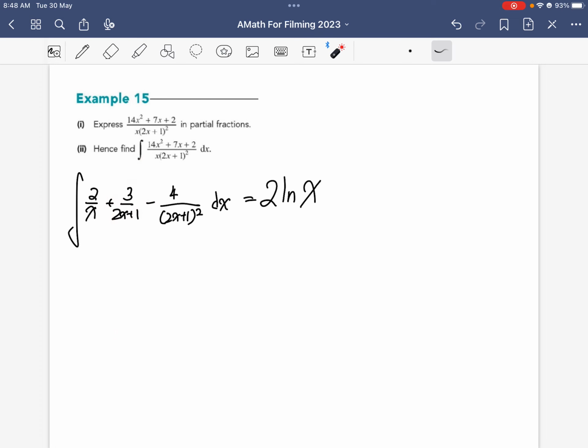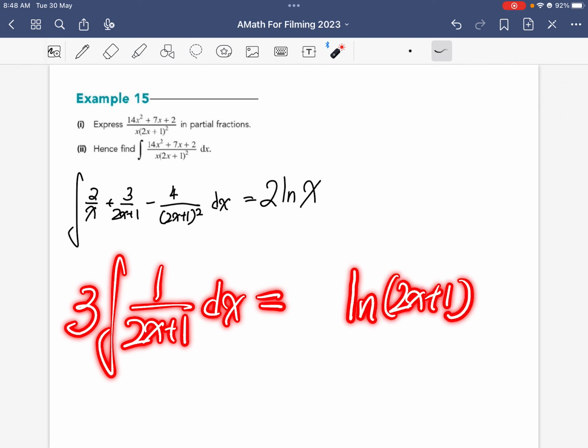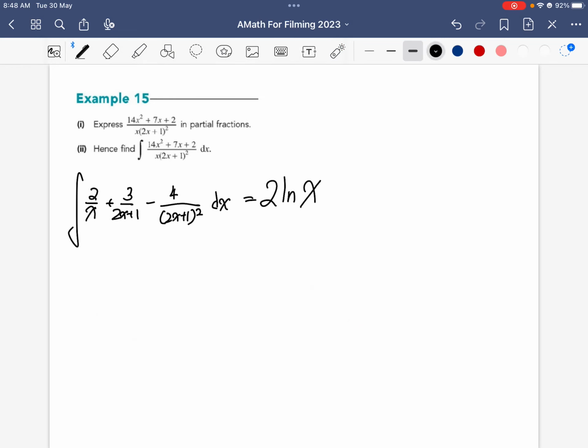Similarly, 3 over 2x plus 1. If you integrate this, it can be written as 3 times the integral of 1 over 2x plus 1 with respect to x. So what I get is ln (2x plus 1). Differentiating 2x plus 1 gives you 2, so you have 3 over 2. This 3 comes from here, then the 2 was when we differentiated here. So the second term yields plus 3 over 2 ln of (2x plus 1).